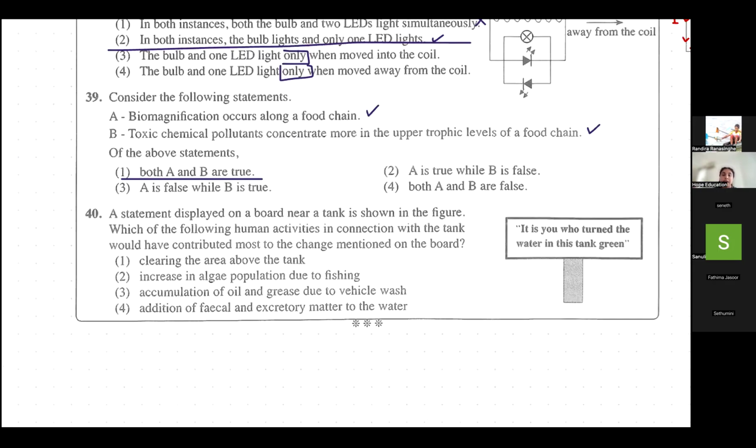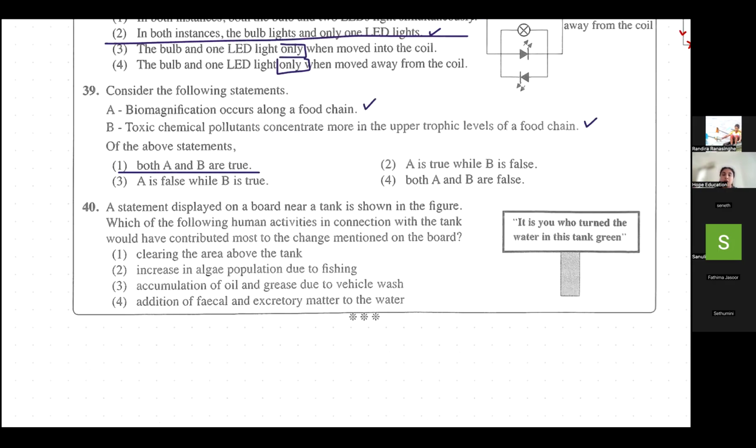A statement displayed on a board near a tank is shown in the figure. Which of the following human activities in connection with the tank would have contributed most to the change mentioned on the board? It is you who turned the water in this tank green.